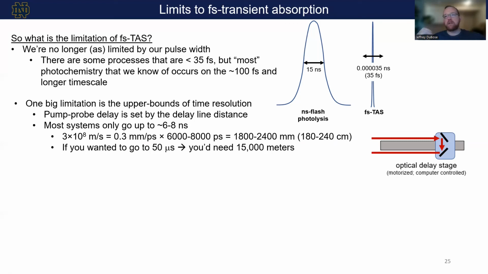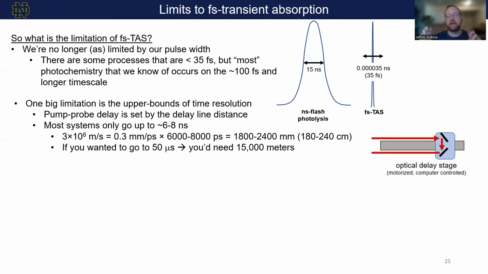Imagine if you wanted to go to 100 microseconds or even out to the millisecond time scale, using this sort of optical delay stage method just wouldn't really be physically possible because our laser tables are only so big and our rooms are only so long. So in this case, it's kind of an upper bound of a few nanoseconds that you can typically see with most of these systems.